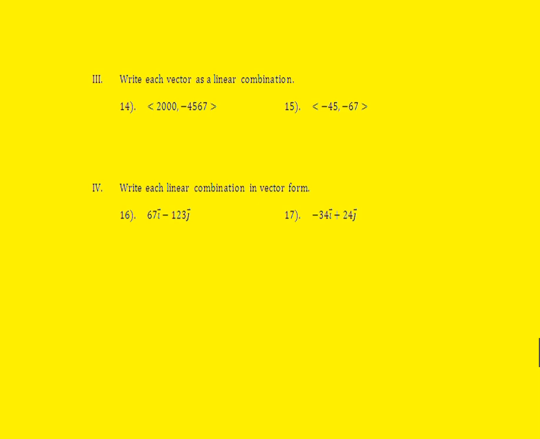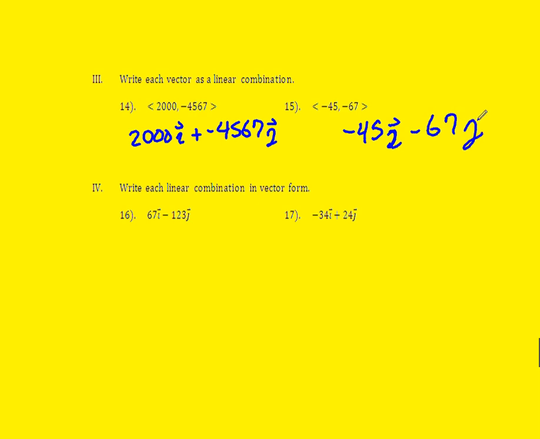All right? This should be easy 4 points, sections 3 and 4, if all we're doing is writing from component form to linear combination, then linear combination back into component form. So for this one, 2000 is the first one. We put that with i. And then 4567 is the second part. It goes with j. Same here. Negative 45 goes with i, and then negative 67 goes with j. Negative 45i minus 67j.